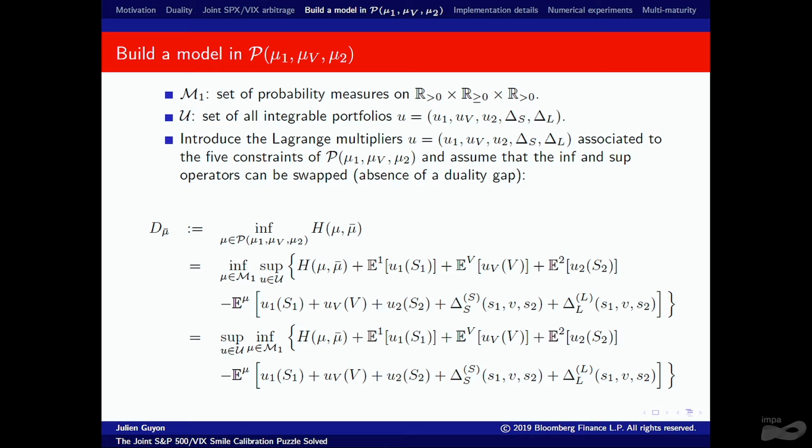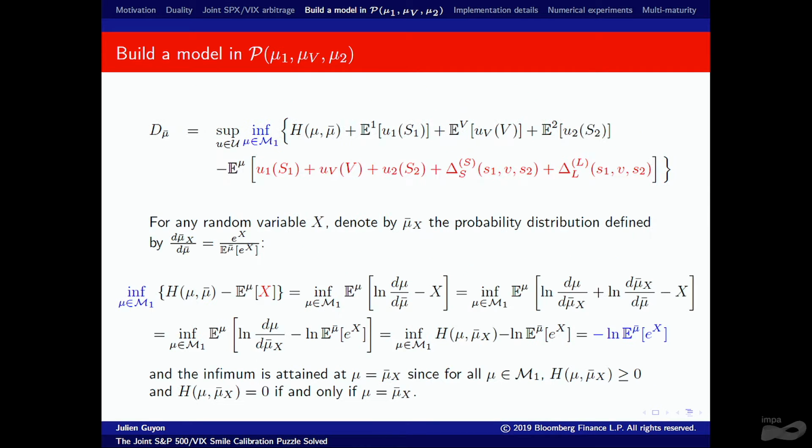And the beauty is that now the inner infimum can be exactly computed. This is the inner infimum over mu. This is just a constant term, it does not depend on mu. So it's of the form the relative entropy of mu with respect to mu bar, minus the expectation under mu of some random variable x, which is this red one here. We can compute it exactly, and we also know exactly where the infimum is reached. It's reached at mu bar x, defined through the Radon-Nikodym derivative with respect to mu bar, which is simply the exponential of x renormalized, where x, again, is this red stuff here. So we know everything.